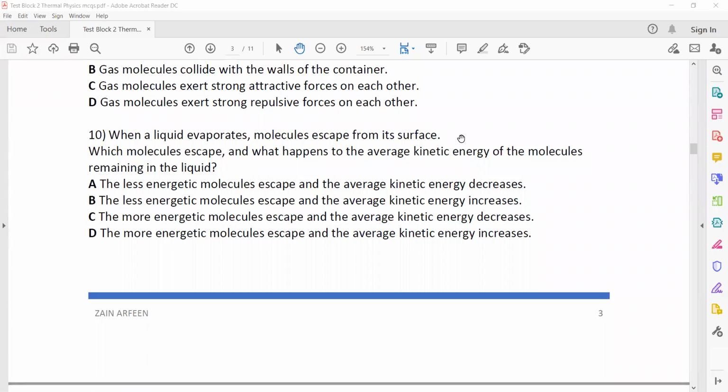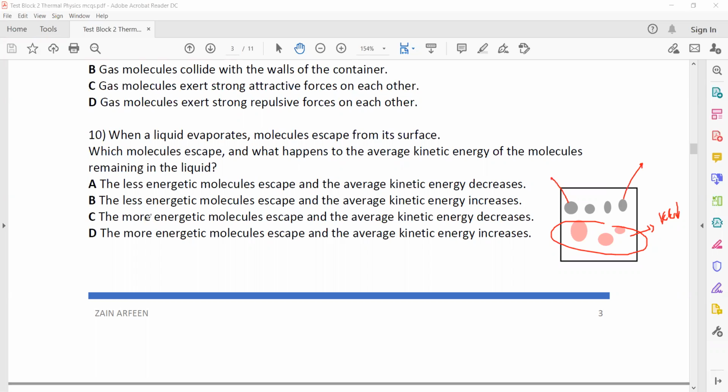When a liquid evaporates, the molecules escape from its surface. Which molecules escape and what happens to the average kinetic energy of the remaining? The most energetic molecules gain energy from the surroundings and escape. So the molecules which are left behind have low energy, so they will cool down. What happens to the kinetic energy of the molecules which are left? The kinetic energy decreases. The most energetic molecules escape, and the average kinetic energy of the molecules which are left decreases.